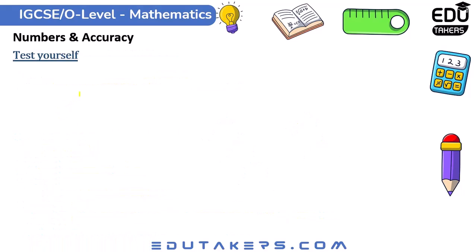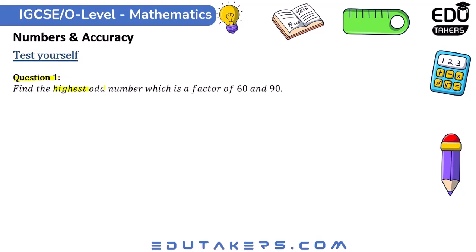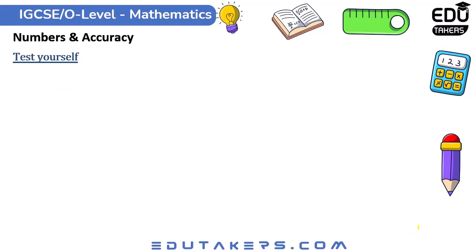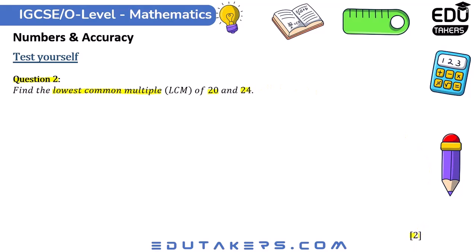Here you have an exercise. Question number 1 is, find the highest odd number which is a factor of 60 and 90. It's a 2-mark question. Question number 2 is, find the lowest common multiple of 20 and 24. It's a 2-mark question.